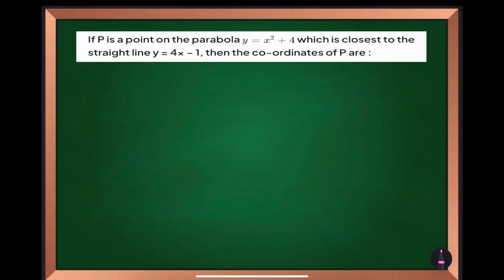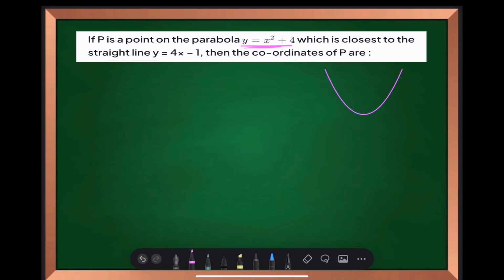Okay, so we got this question. If P is a point on the parabola, so we have a parabola, you know it is like an upper opening parabola. Let's draw this curve. Okay, so we have a point on this parabola. Suppose this is the point.